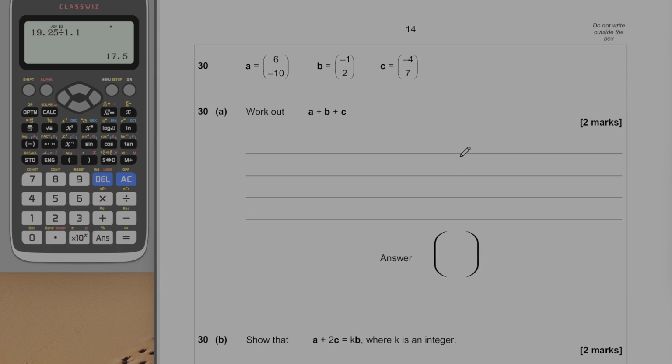Okay, question 30. A is (6, -10), B is (-1, 2), and C is (-4, 7). Work out the value of A + B + C. So that's going to be equal to (6 + -1 + -4, -10 + 2 + 7). So that's going to be 6 minus 5, so it's going to be 1, and then -10 plus 9 is going to be -1. So (1, -1).